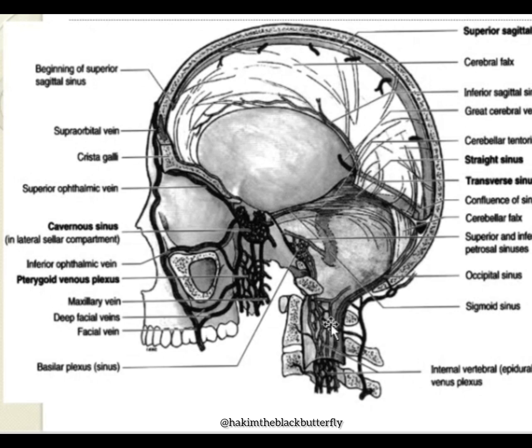What are the cranial communications of the internal vertebral plexus? Posteriorly, the occipital sinus. Anteriorly, the basilar plexus of veins, and the basilar plexus of veins communicates with the inferior petrosal sinus. So there's a communication between the internal vertebral plexus, which moves all the way from the pelvis to the cranial cavity, anteriorly and posteriorly. Hope you are seeing that. Are you seeing that? Yes, sir.